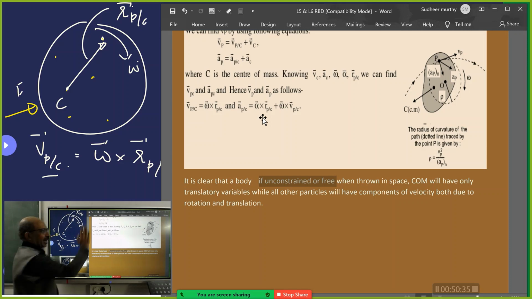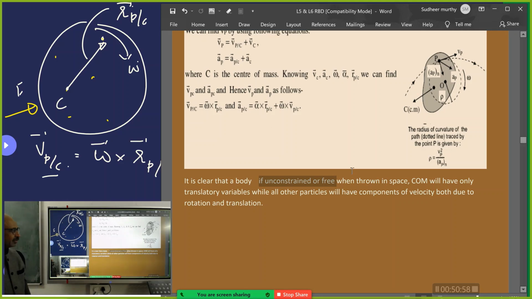Omega bar is like this and VPC bar is like this. VPC bar is into the board. Omega bar is up. So if you take the cross, if you turn it, the screwdriver will go towards me. So towards me, I am taking it as negative. If I am taking RPC bar positive, then this will be negative.